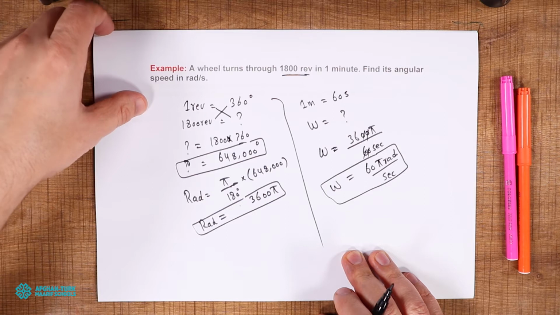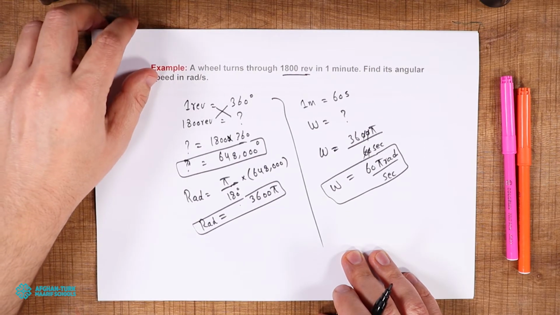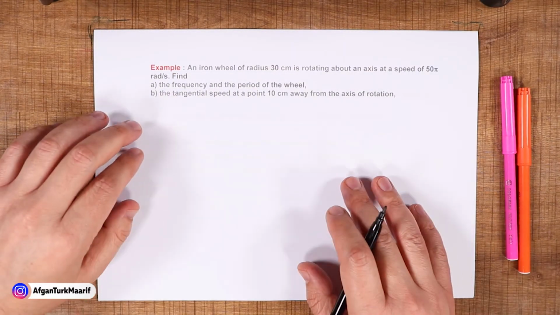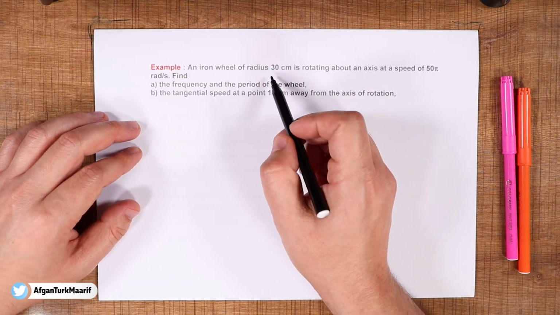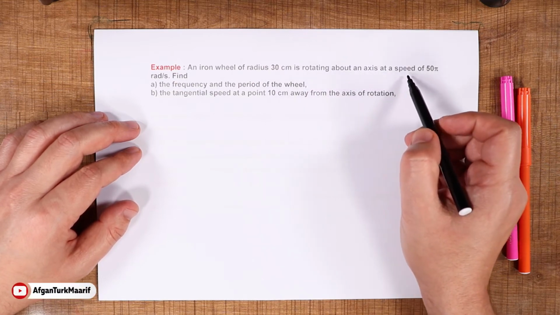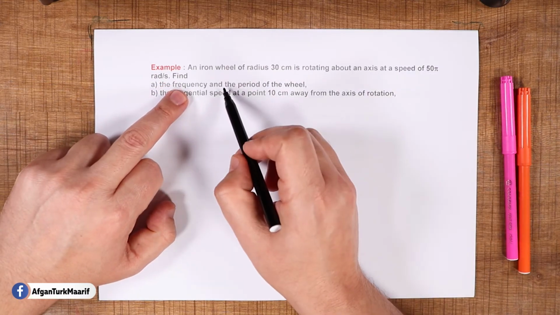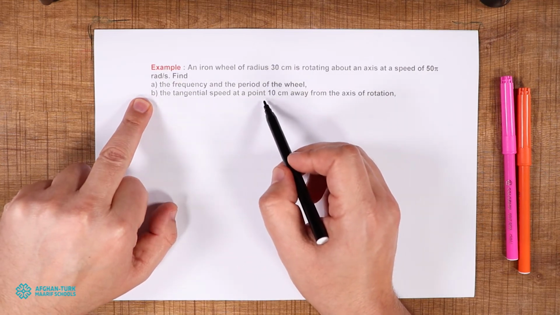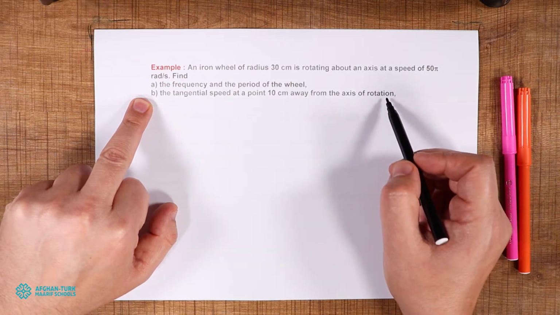Okay, let's see the next one. In the next example they ask: an iron wheel of radius 30 centimeter is rotating about its axis at a speed of 50 pi radian per second. Find the frequency and the time period of the wheel. The next one, the tangential speed at a point 10 centimeter away from the axis of rotation.